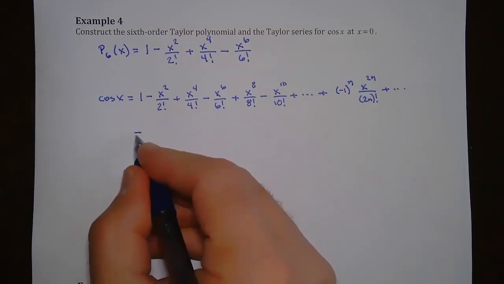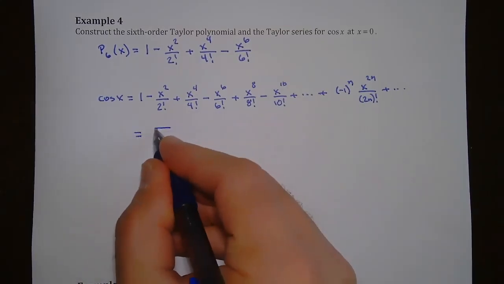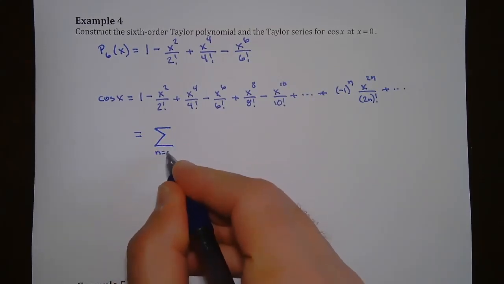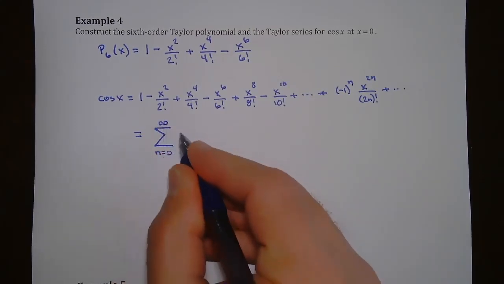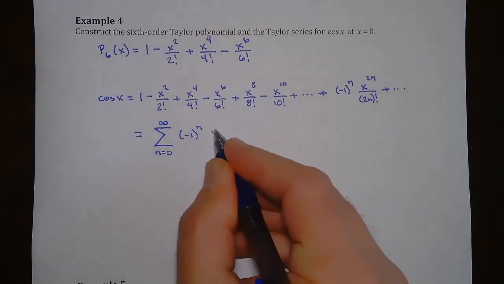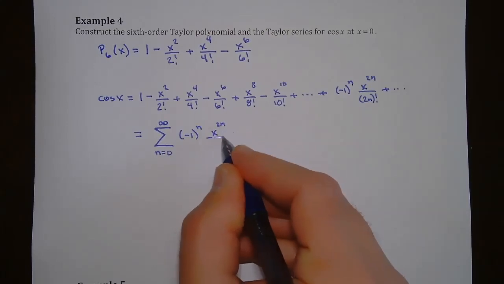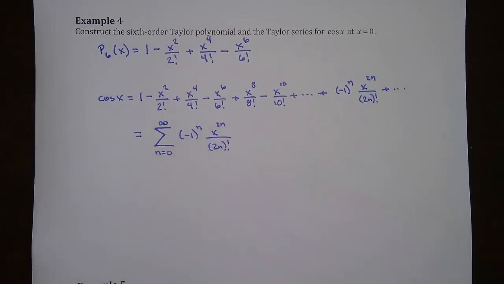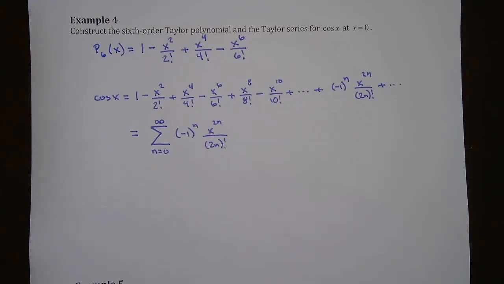And then this in sigma notation would be sigma n equals 0 to infinity of negative 1 to the n x to the 2n over 2n factorial. And that'd be the Taylor series for cosine x at x equals 0.